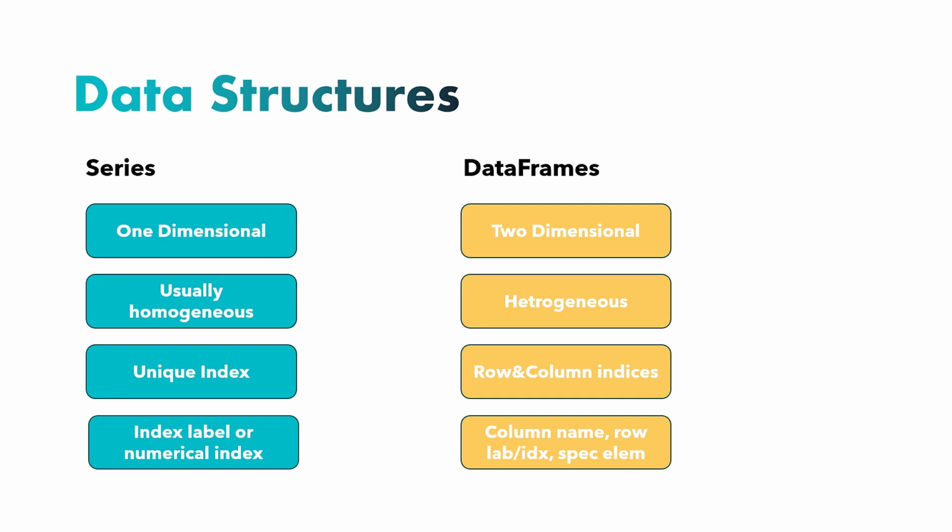Data frames, on the other hand, are two-dimensional. These are designed to handle heterogeneous data across columns. It is a tabular structure with rows and columns, and both rows and columns have labels or indices. Next, let's try to load a CSV data as a Pandas data frame and look at some key functionality.